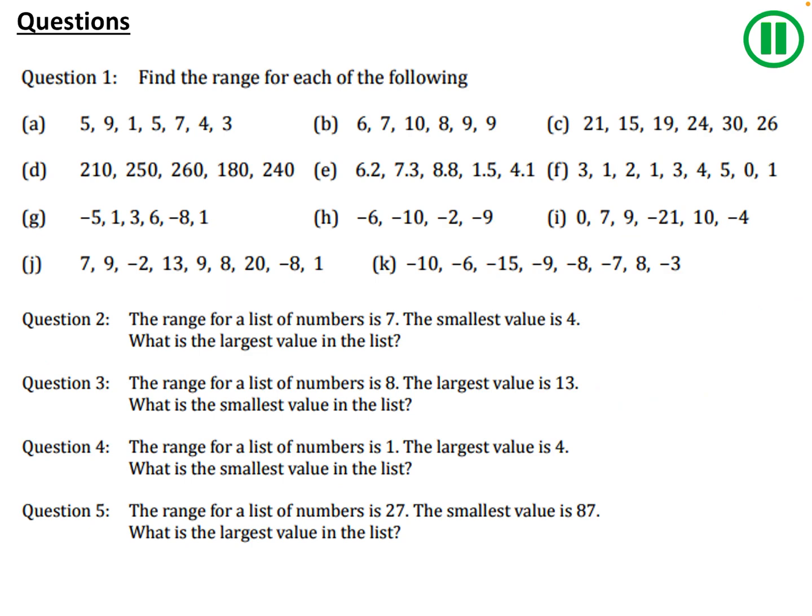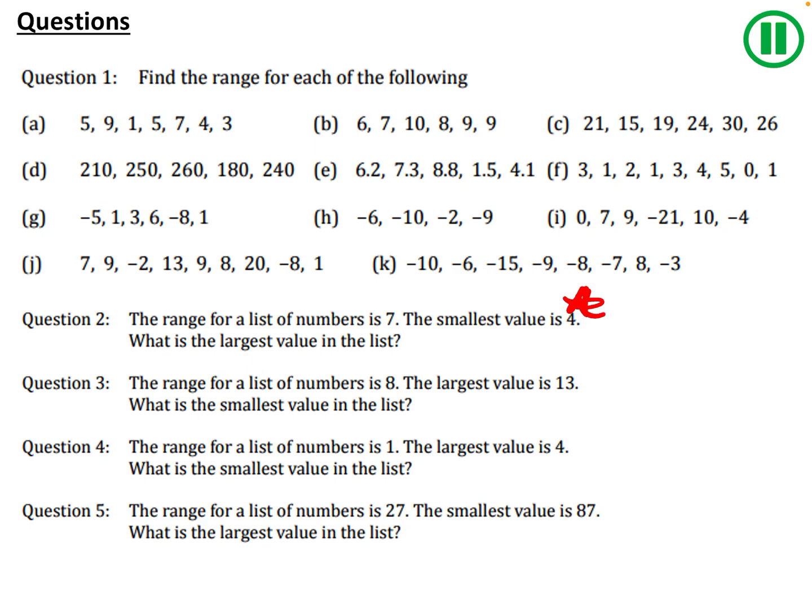Okay. Let's get ourselves going here. So just before we go through all the answers, I just wanted to highlight these questions here, because what I've done here is I've given you a little bit of a challenge. I've this time told you the range for the list of numbers is 7. The smallest value is 4. What's the largest value? Now remember, we were working out the difference between the smallest and the largest value.